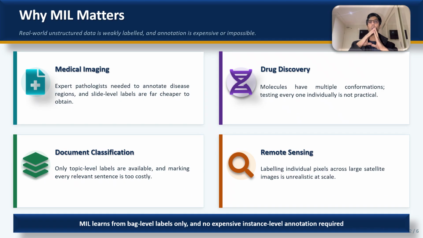Now let's talk about why MIL matters. MIL is important because real-world data is often unstructured and only weakly labeled. Medical slides, documents, molecules, and satellite images are large objects made up of smaller parts. But getting detailed labels for every part is expensive or unrealistic. MIL solves this by learning from bag-level labels only, without needing every instance annotated.